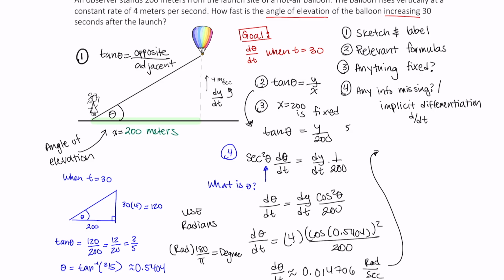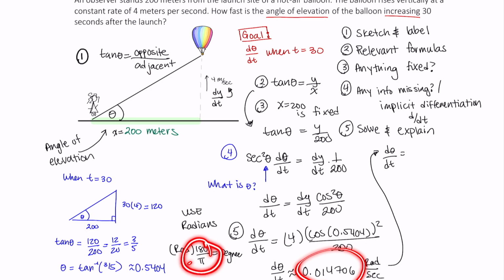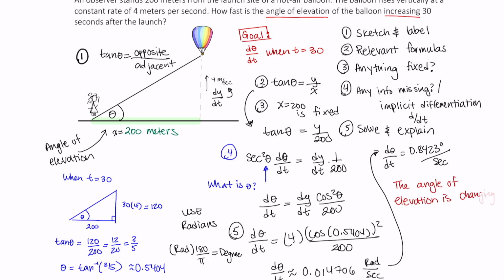Oh, and actually, I didn't list step 5. Step 5 was solve. And we're doing that here. We're solving, and then we're explaining. So then d theta over dt, multiplying this on your calculator by 180 over pi, getting about 0.8423 degrees per second. The angle of elevation is changing at about a rate of 0.8423 degrees per second.